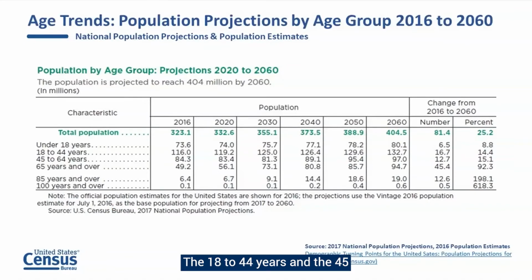The 18 to 44 years and the 45 to 64 years population will grow 14 and 15% respectively. The 65 and over group as a whole is expected to grow 92%, with the largest growth occurring in the oldest age groups, 198% for 85 years and over, and an astonishing 618% for the 100 years and over age group.